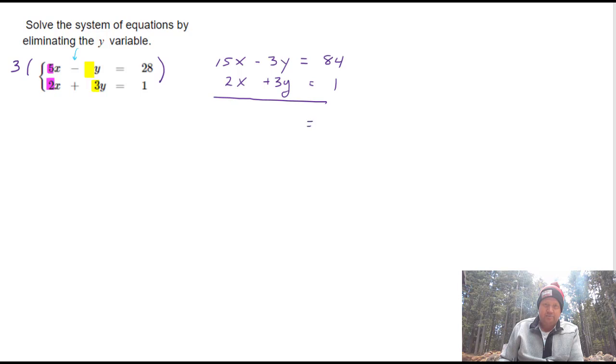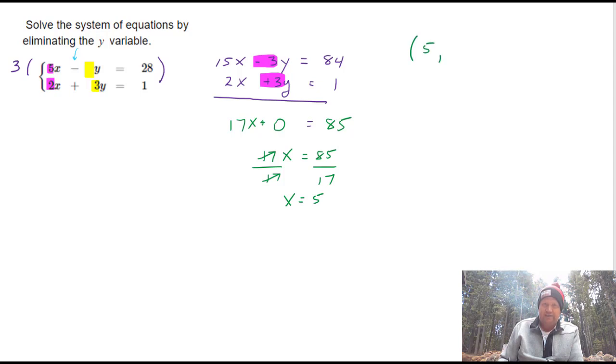And if I add these up, take a look. The minus 3y and the plus 3y are going to go away. So that's going to be a 0. And I've got 17x plus 0, and that equals 85. And isn't that special? So when I want to solve this equation, 17x equals 85, if I divide by 17 on both sides, 17 goes into there evenly 5 times. So if I were building my solution, x is a 5.